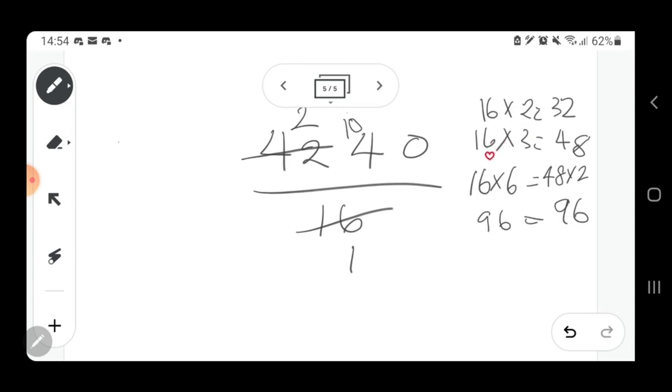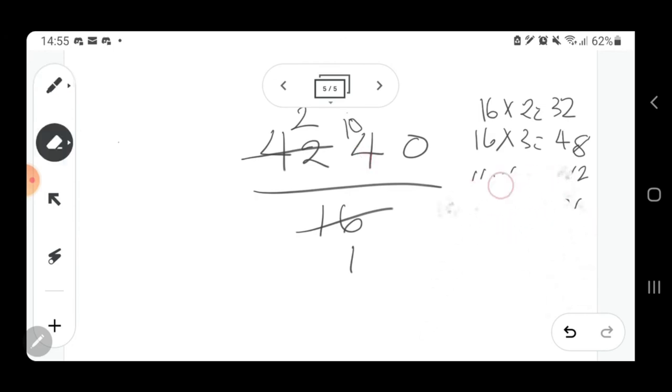See how instead of me doing 16 times 4 and 16 times 5, I moved quickly to 16 times 6, making my life easy. Now, if you notice, I'm very close to 104. I'm very close to 104. Now, what I discovered from there is this.